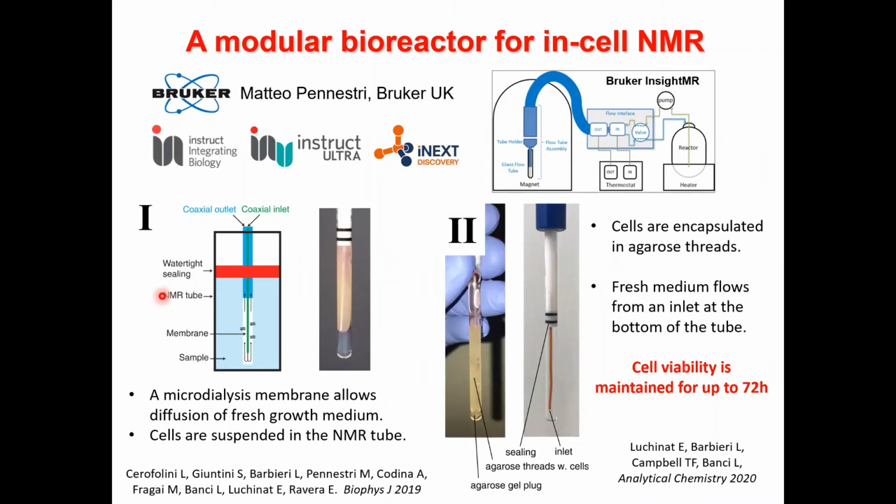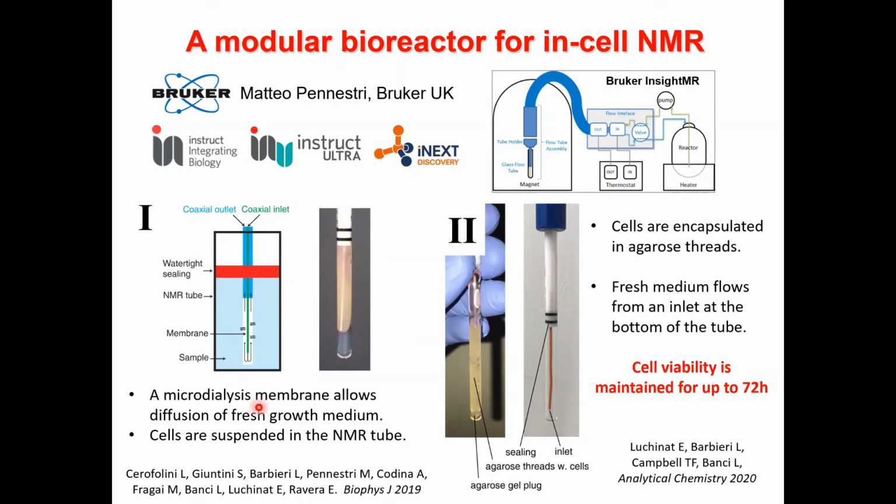In the first iteration, we replaced the inlet with a coaxial microdialysis membrane, which allows the diffusion of small molecules through the membrane, so that the flow of nutrients, of medium, is inside this coaxial membrane, and the cells are suspended in the NMR tube here, in the glass tube, and they are blocked so they cannot leave the magnet.